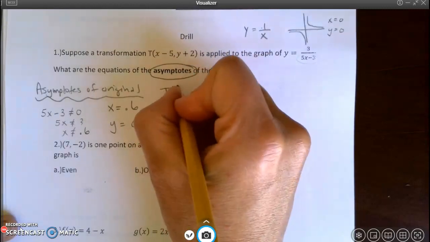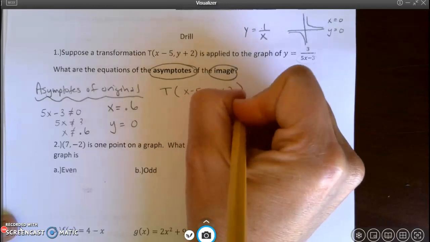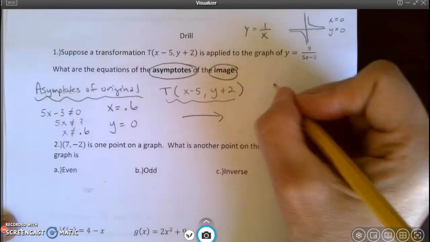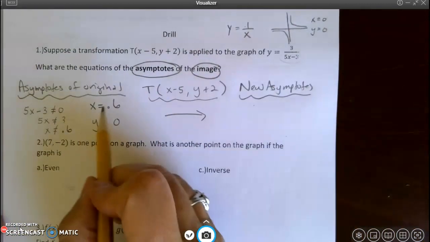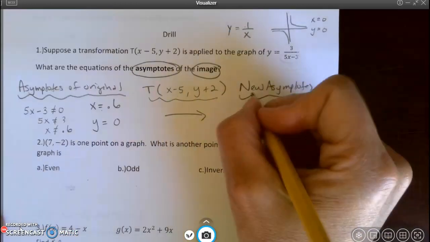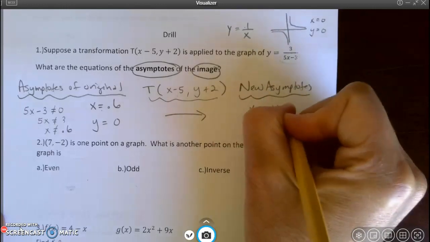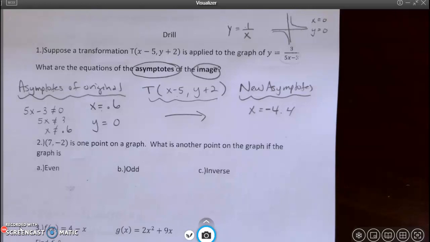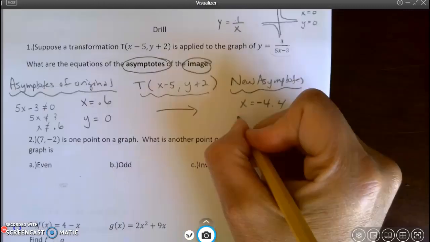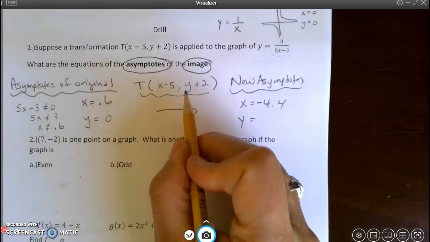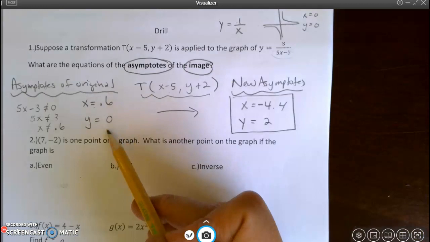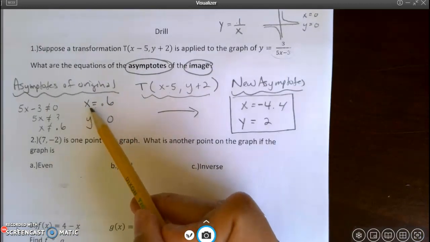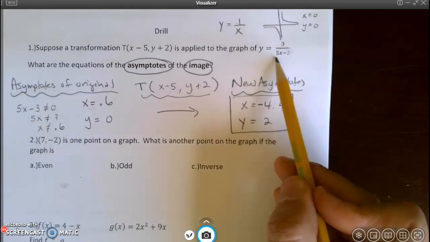Now I'm going to apply the transformation x minus 5 and y plus 2. All right, this is going to get applied to this, and so then my new asymptotes, so x equals 0.6, I'm going to subtract 5, so I get x equals, would that be negative 4.4? That's correct. Okay. And then my other one, 0 plus 2, y is 0, 0 plus 2 is 2. So here are my new asymptotes. My originals were not just x equals 0 and y equals 0, it was x equals 0.6, because this denominator would have been 0 if x was 0.6.